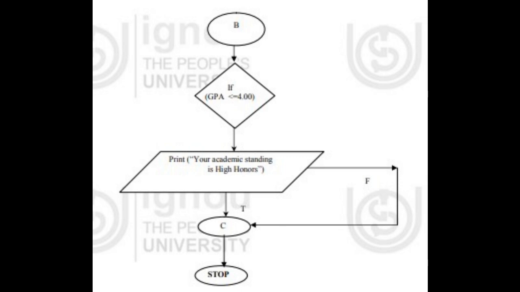Closing curly bracket. Step 4, testing. Output. This is for calculate your GPA. Enter number of grade A, 3. Enter number of grade B, 2. Enter number of grade C, 2. Enter number of grade D, 0. Enter number of grade F, 0. Your grade point average is 3.14. Your academic standing is honors.